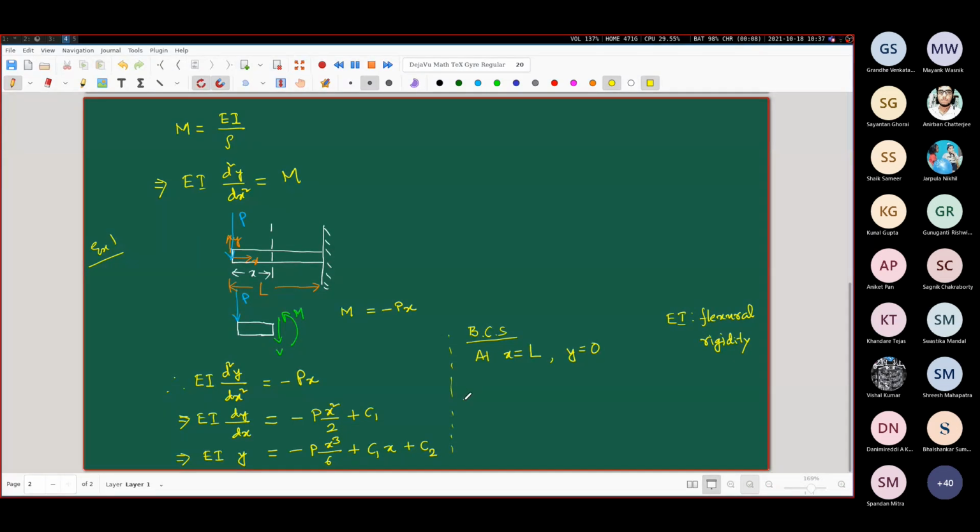You need another condition. What is that? Y is maximum at x equal to 0. Okay, there is one condition. Anything else? dy by dx equal to 0 at x equal to L. Why do you say that? Actually, approximately we are taking 0 at the end where it is attached to that fixed point. Your answer is actually correct.